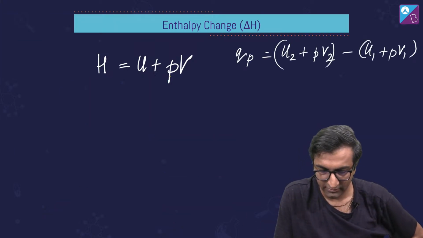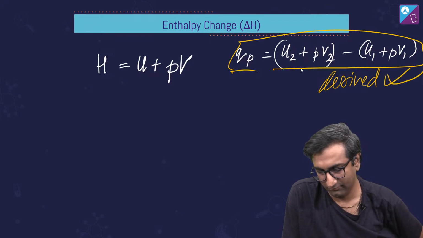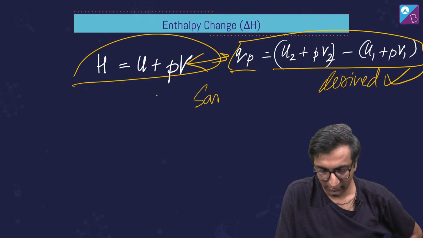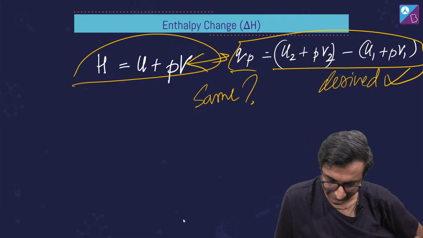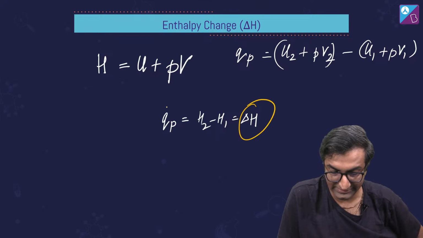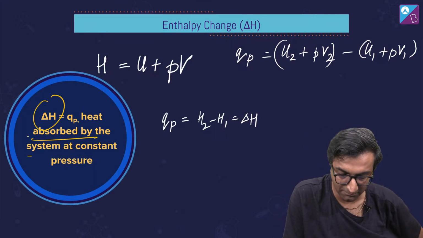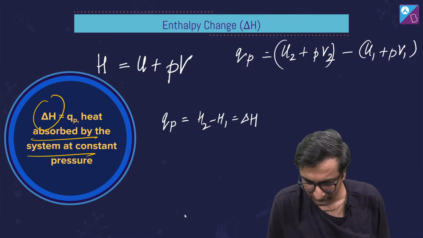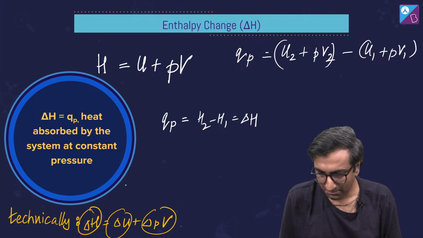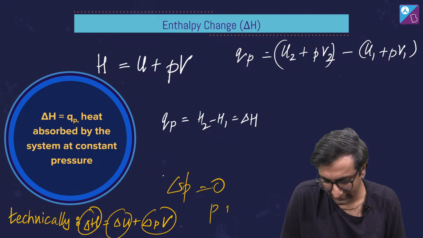Okay, let's do a little bit of math. QP क्या था? We derived this already. Not really derived, but ठीक है, we did this. So we'll see that both of these things are the same. How? Okay, let's expand this. QP is H2 minus H1, which is delta H. Okay, great. What does that mean? Delta H is the heat absorbed by the system at constant pressure. That's the definition. Technically, delta H is going to be delta U plus delta PV. But delta P is equal to 0, pressure is constant.